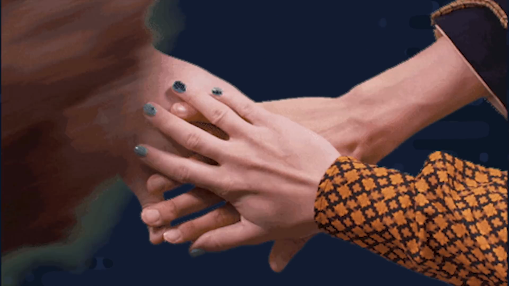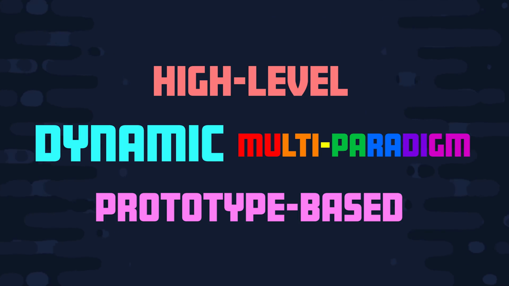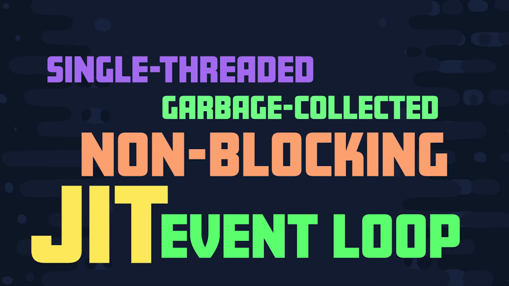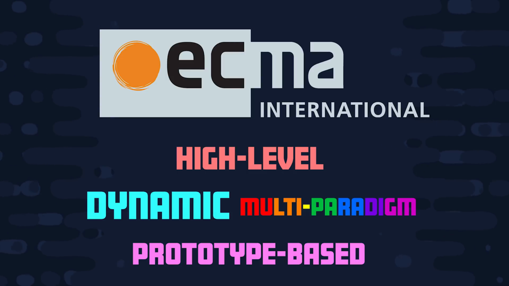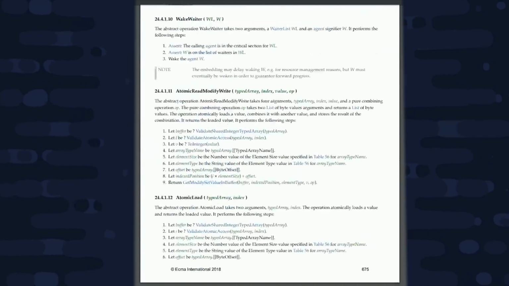We know that JavaScript is a high-level, interpreted, dynamically typed, multi-paradigm, prototype-based language, but it's also a single-threaded, garbage-collected, non-blocking language with an event loop that can be just-in-time compiled. The first set of definitions are mostly related to how JavaScript is laid out in ECMA 262. But it doesn't specify how the interpreter should be implemented, how to manage memory, and it doesn't even mention the event loop in the entire 800-page document.